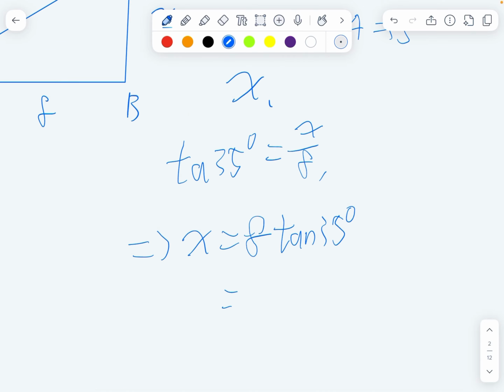We can use the calculator to find that tangent 35 degrees equals 0.7. So x is nearly 5.6.